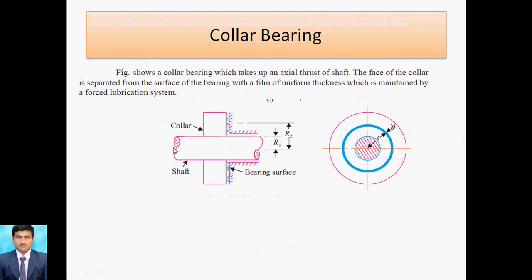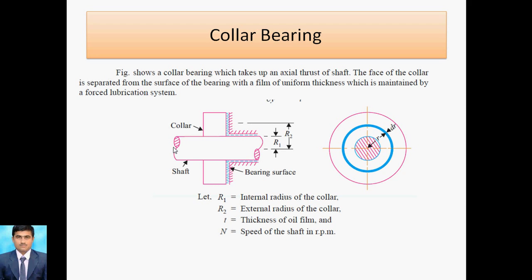Now we move to the collar bearing. The collar bearing takes the axial thrust of the shaft, and the face of the collar is separated from the surface of the bearing with a film of uniform thickness, which is maintained by a forced lubrication system. So this is a forced lubrication system.